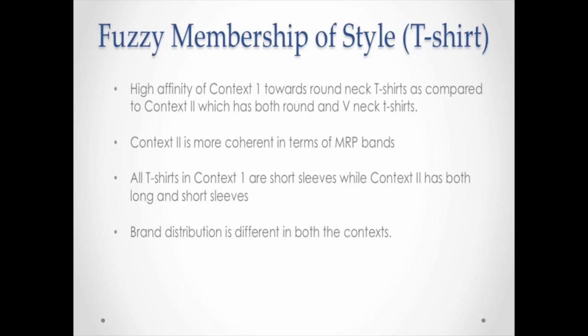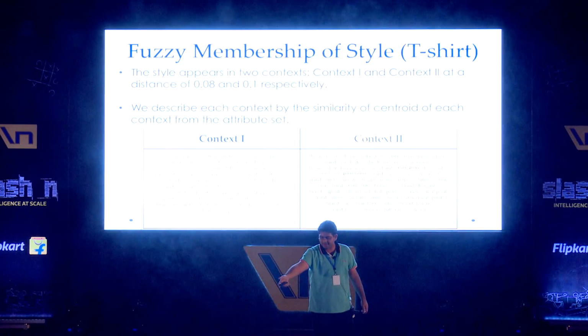It has actually this G-Star t-shirt, which I was showing you, in the two contexts. Context one has more affinity towards round neck t-shirts. This you can also see from the tags which I've shown you. If you see context one, you see neck_round_neck, right? So this attribute is very similar to context one's centroid essentially. And context two is more coherent in terms of MRP bands. In context two, you will often find MRP bands coming up in the similarity notion.